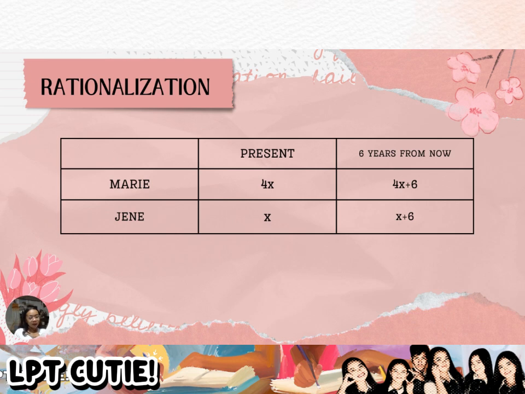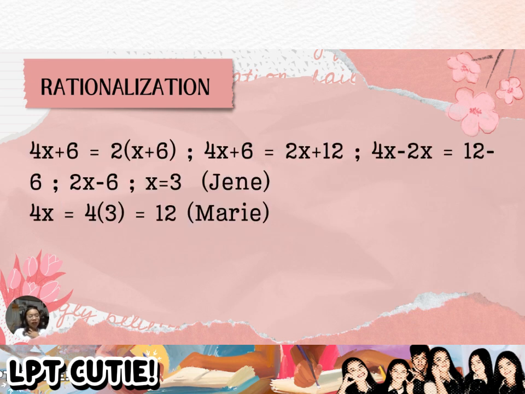From that, you will now equate and you will get this: 4x plus 6 is equal to 2 multiplied by the group of x plus 6, so 4x plus 6 is equal to 2x plus 12. Simplified, 4x minus 2x is equal to 12 minus 6, that will be 2x equals 6, and so we get x equals 3. So Jenny is 3, and since we already have the value of x, we just substitute it into the present age of Marie, which is 4x. So 4 times 3 becomes 12. Basically, Marie is 12 and Jenny is 3 years old. I hope that is understandable enough, and that is really simple. You just have to assign variables to each of the givens.